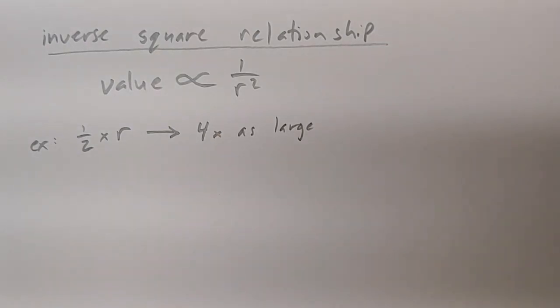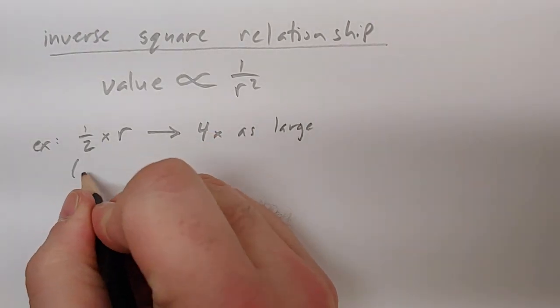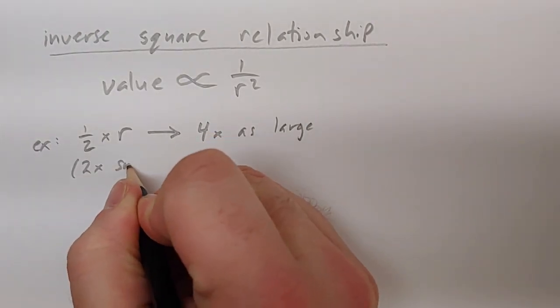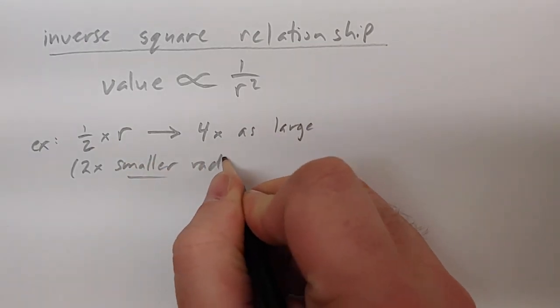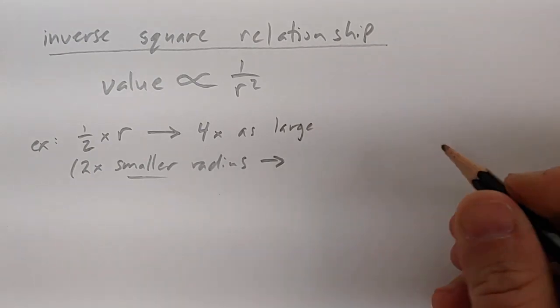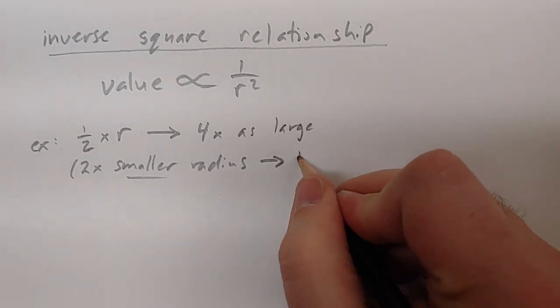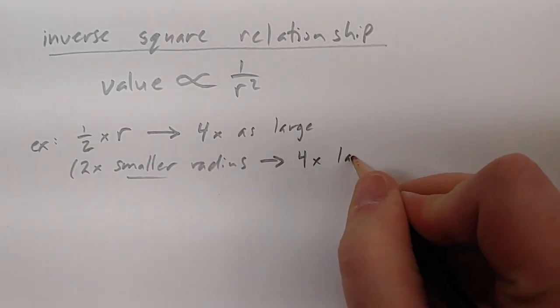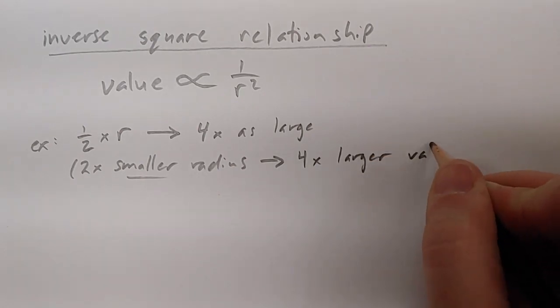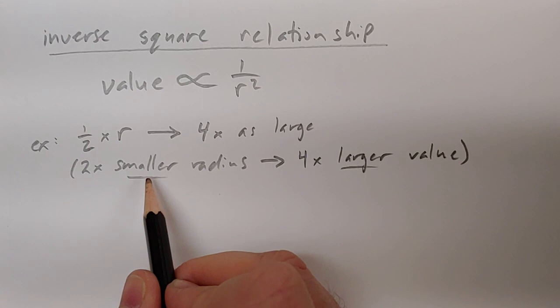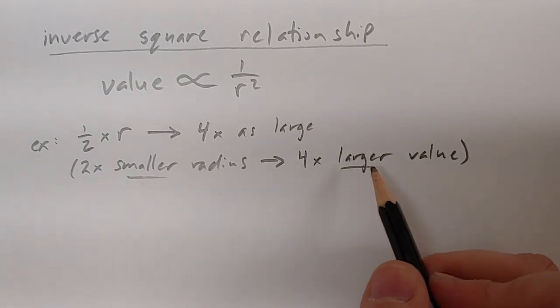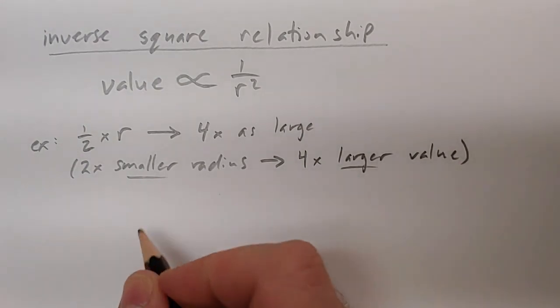You also can do it in terms of words, in which case we lose the fraction, but we have opposite words. So if the radius is 2 times smaller, that winds up giving us a 4 times larger value. So if we're 2 times smaller on the radius, a smaller radius gives us a larger value, a larger radius gives us a smaller value.